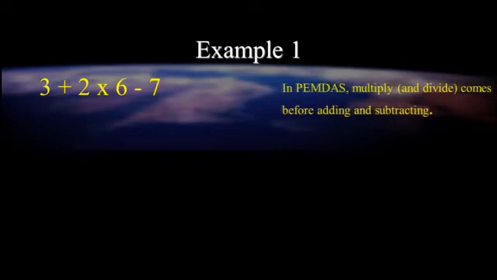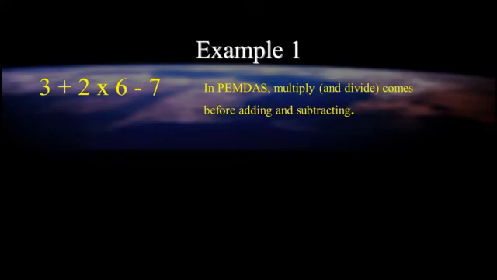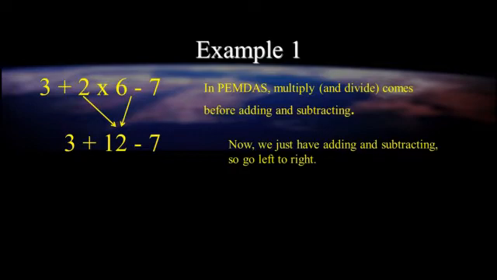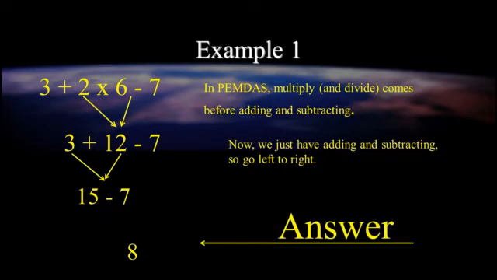In PEMDAS, multiply and divide comes before adding and subtracting. So we need to start from multiply. 2 times 6 is 12. Bring down the remaining parts of the problem. Now we just have adding and subtracting. So go left to right. 3 plus 12, 15. Finally, 15 minus 7 is 8.